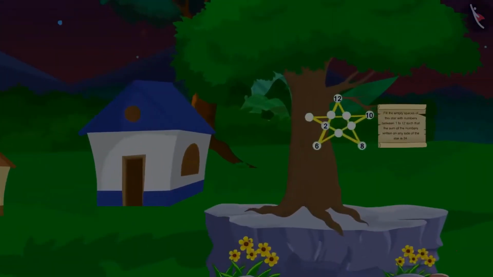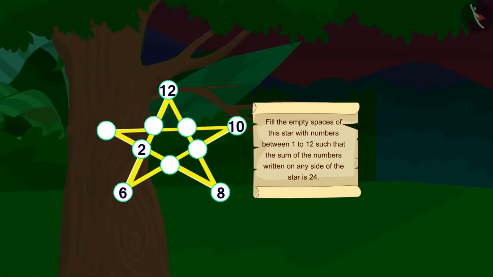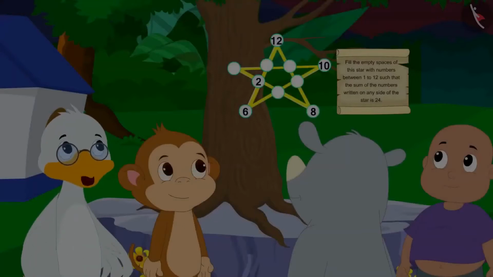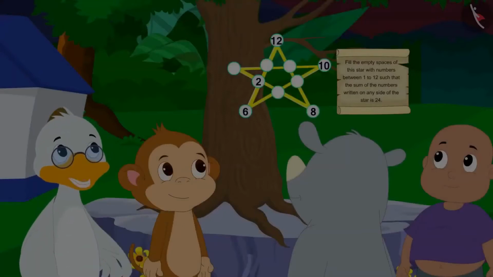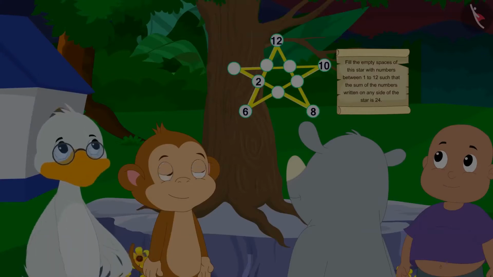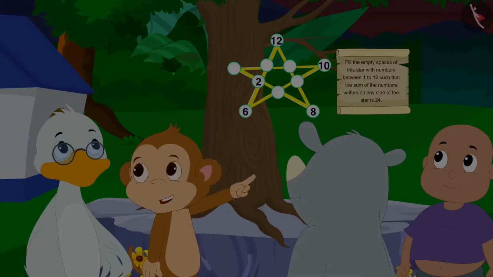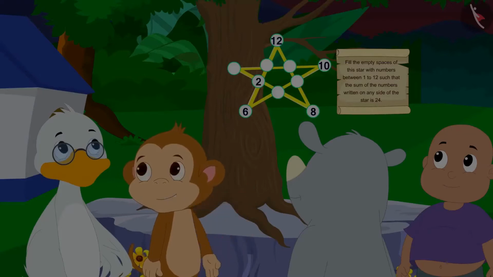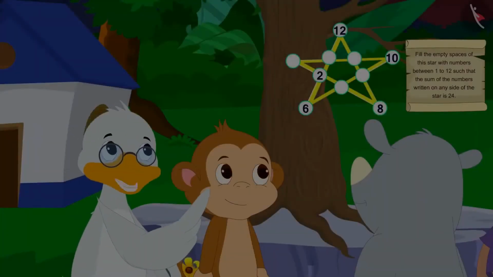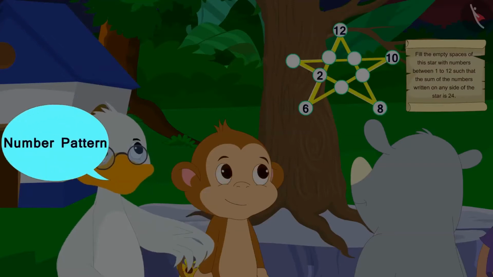Then, the villagers saw such a star on the banyan tree of the village. "There are some numbers written on this star, and there are some empty spaces too," said Badbole uncle. "But what could these numbers mean, uncle?" Babban asked the uncle. "It looks like some kind of number pattern."